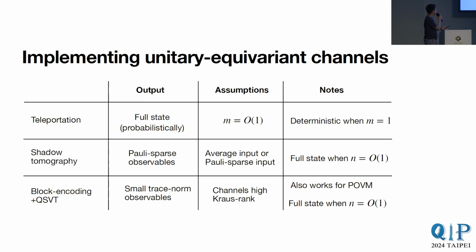In the paper, I also give some other implementations based on shadow tomography and the block encoding framework. It's not really a full implementation of the channel, but the observation is that in quite a few applications, it might suffice for us to just be able to measure expectation values on the output state. And this is exactly what shadow tomography allows us to do. And there are shadow tomography protocols that you can do with just access to the Choi state of the channel.